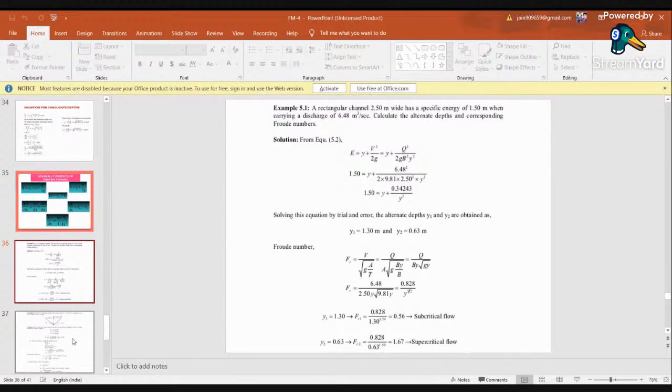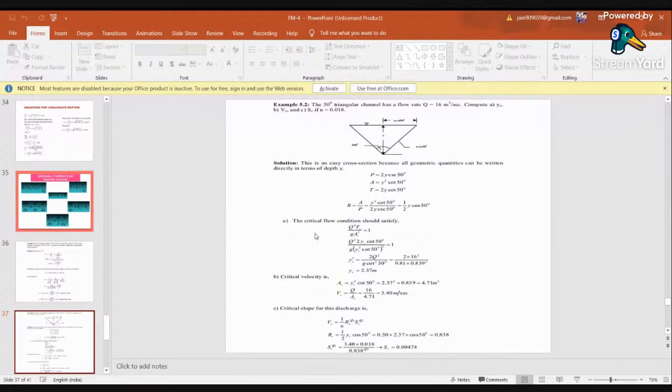Okay. Then in this problem, you are given the most economic channel section condition. The 50-degree triangular channel has a flow of 16 meters cubed per second. Compute the critical depth, critical velocity, and the slope if 0.01 and 0.018 is the Manning's constant.